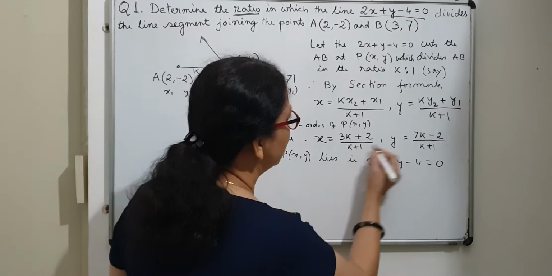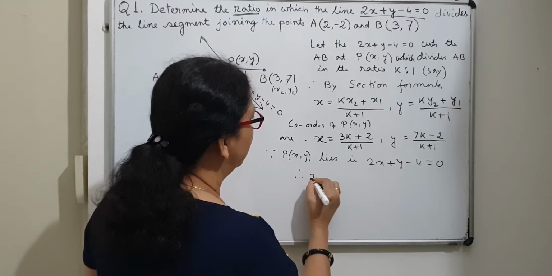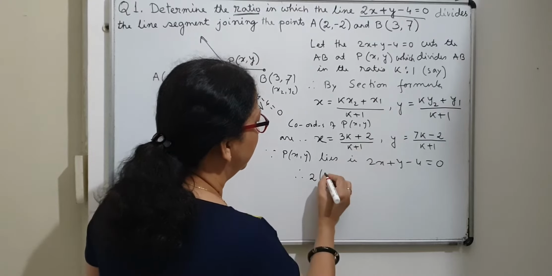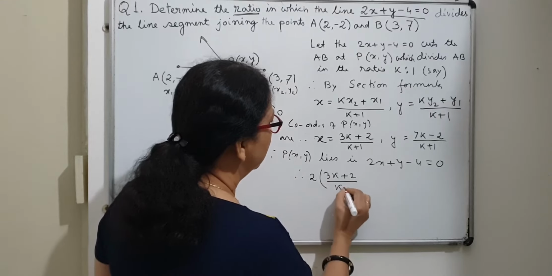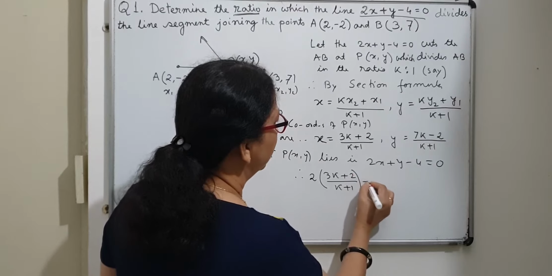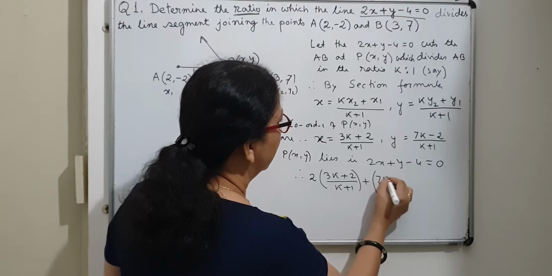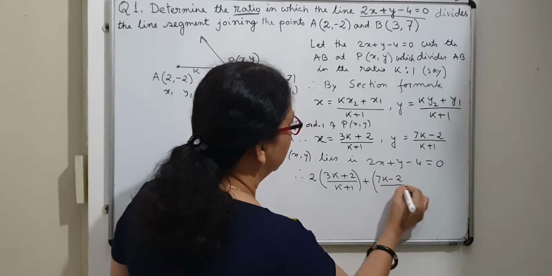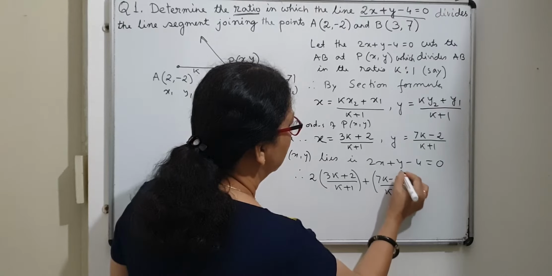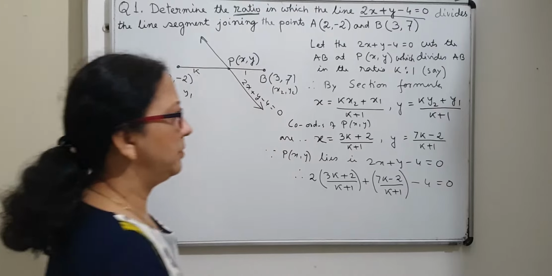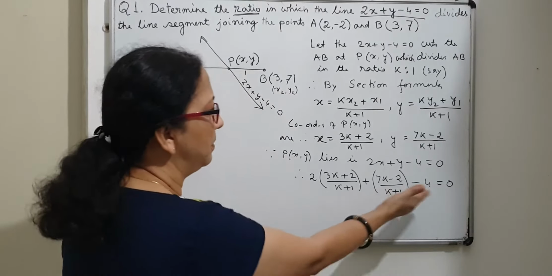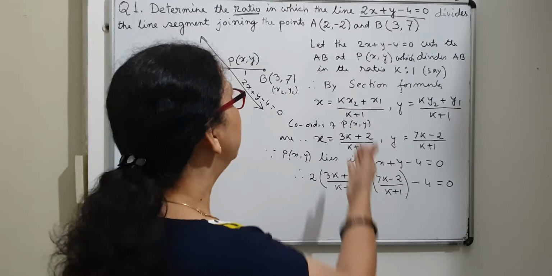So we put the values of x and y. Therefore 2 into, in place of x I will be writing this, (3k + 2)/(k + 1), plus y, which means (7k - 2)/(k + 1), minus 4 is equal to 0. So you have just put the values of x and y. Now we have to simplify and get the value of k, and from this we will know the ratio.